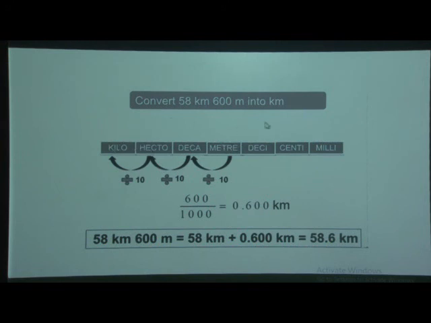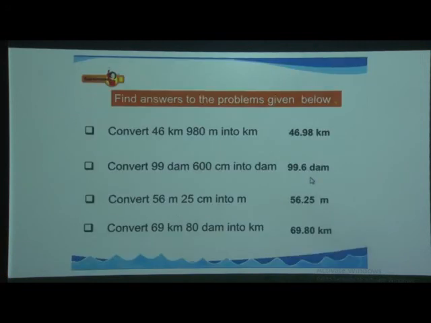You can do this directly also, when the unit is known to you, that is kilometer to meter or meter to centimeter or centimeter to millimeter, you can directly divide by 1000. When it is required, divide by 100, and when it is centimeter to millimeter, you have to divide by 10. So in this way, when you want to convert the lower unit to the higher unit, you have to do the division.